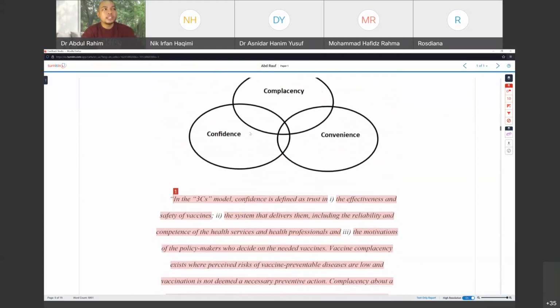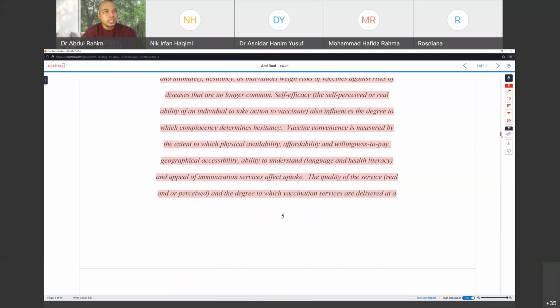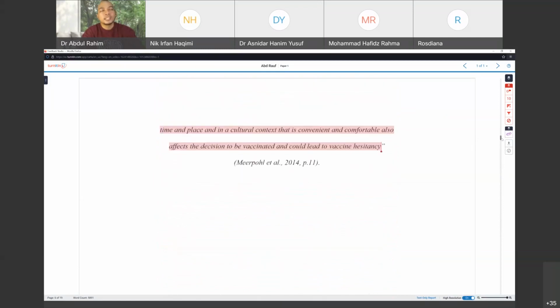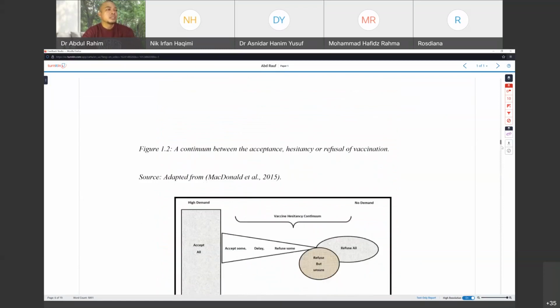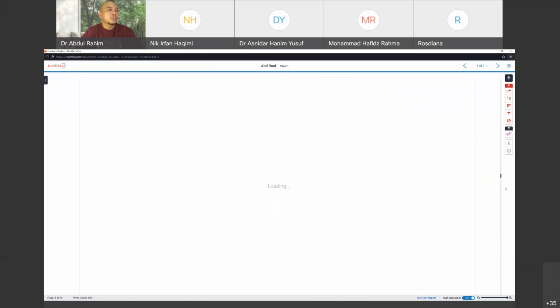Dan dia ada daripada ciri-ciri dia. So tak salah untuk kita ambil ayat tersebut, tapi dengan syarat mesti ada citation. Tapi again, secara total kita punya citation, kita punya similarity pun tak boleh lebih 30%. Okay. So, alright, ini contoh lah. Contoh.